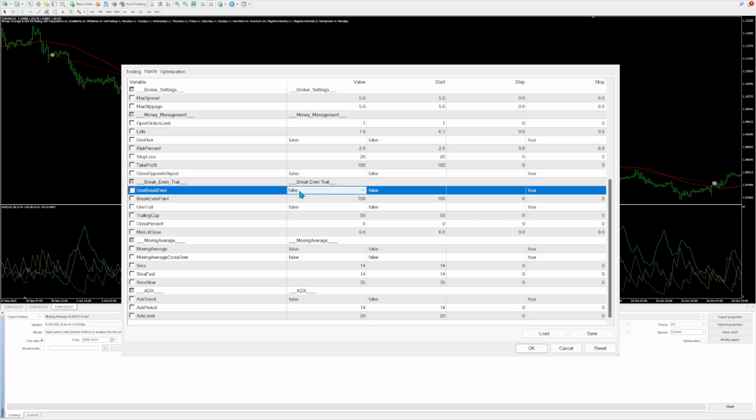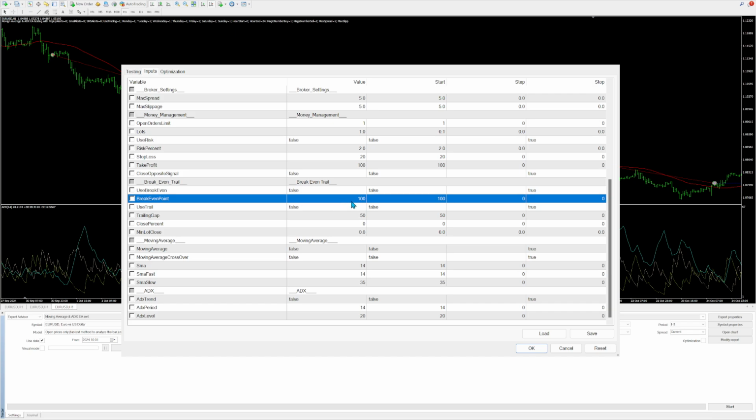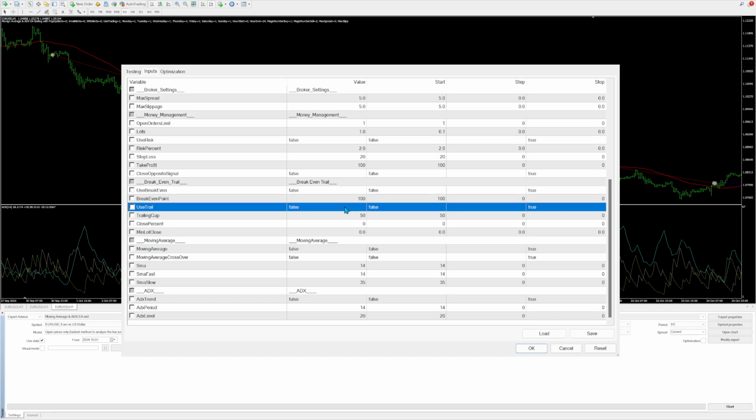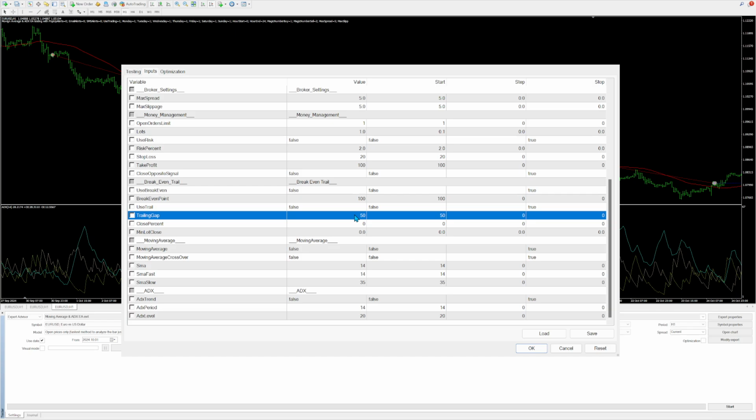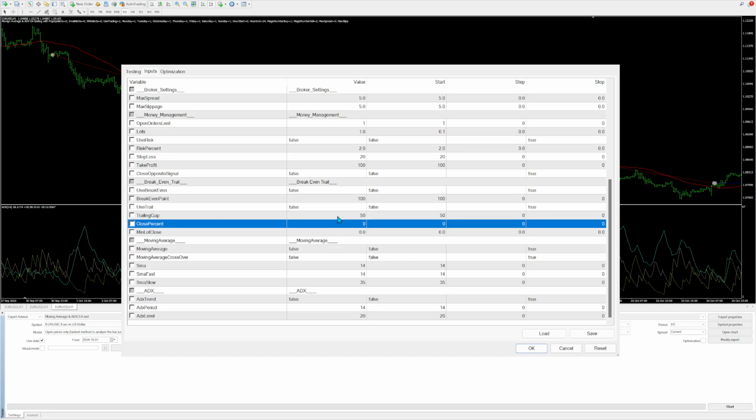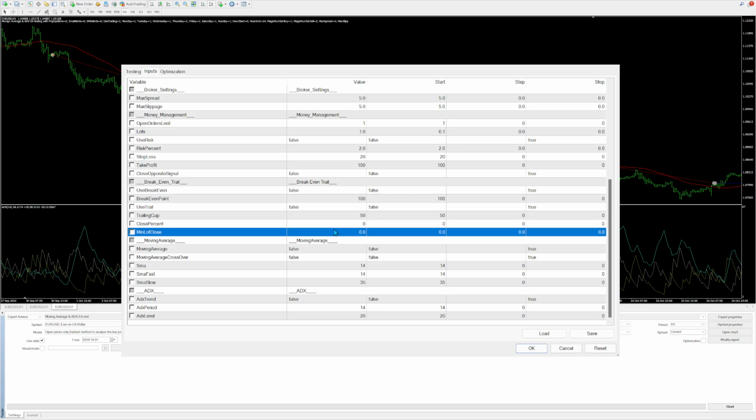Okay. Break even and trailing stop. So you can use a break even if you have that set to true. Break even point is profit in pips when your stop loss will be moved to break even. And use trail is the trailing stop feature. You can have a trailing gap, which is the distance behind the current price to trail profits. And close percent is the percentage of the order to close each time the trailing gap is reached. Minimum lot close is when the EA will stop closing part of the position.